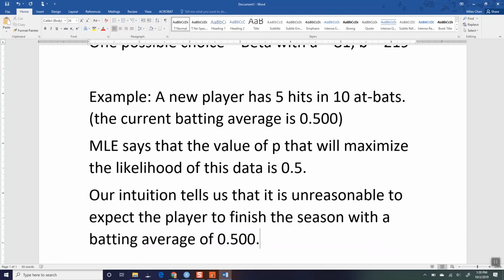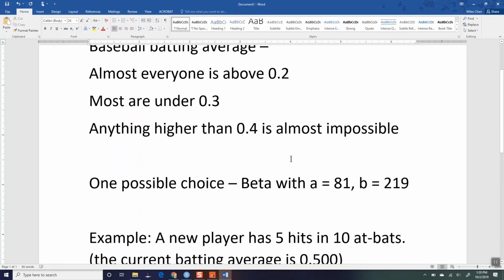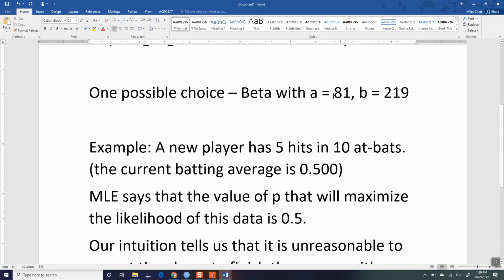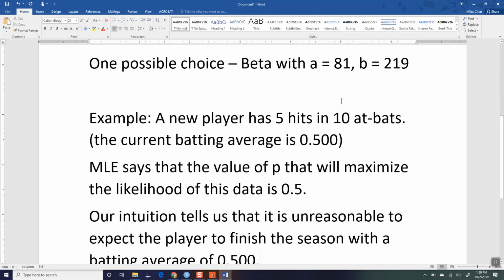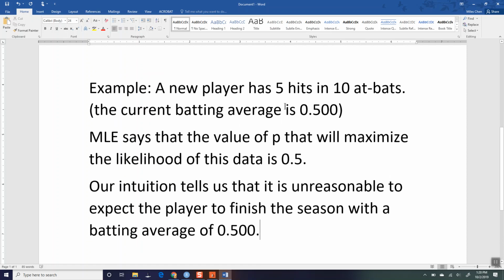So this is where we left off on Monday, right? We said, well, let's talk about the prior distribution and things like that. What we want to do is combine our current understanding of batting averages, which right now is modeled with the beta distribution of 81, 219, with the data that we've seen, where the player got 5 hits out of 10 at-bats.